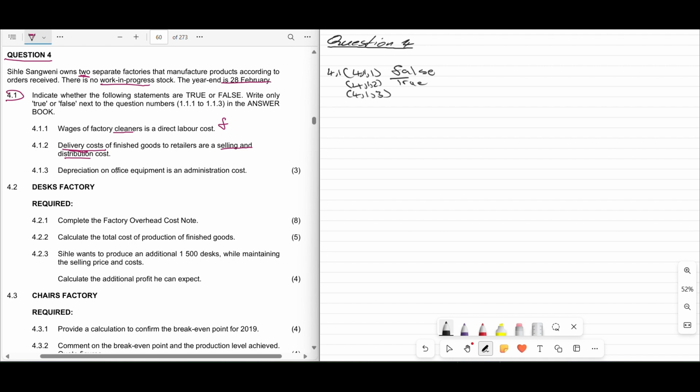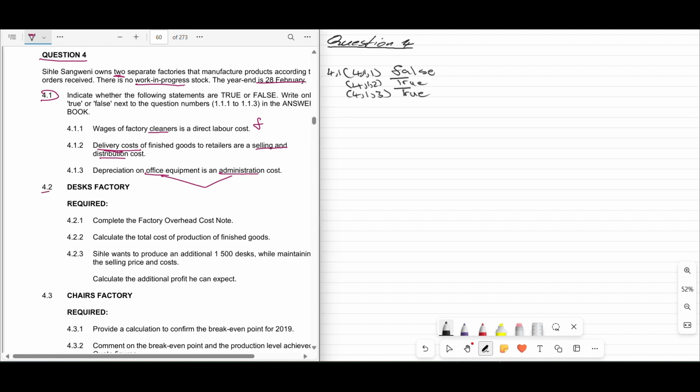So we go to 4.1.3. They are saying that depreciation on office equipment is an administration cost. True, because whenever you see admin and office, know that these are two correlated things. When you go to your office at your school, you find administration. So this is true. These questions repeat themselves.